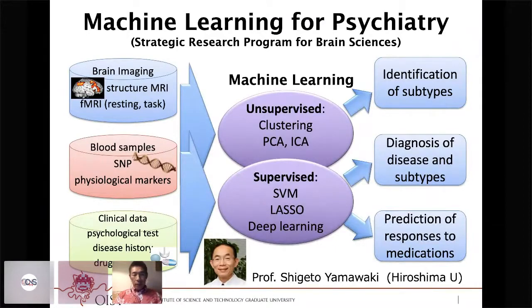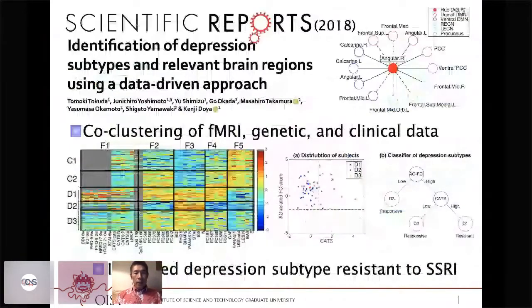So there have been many studies going on in this program. One recent report from our lab applies an unsupervised learning paradigm called multi-view co-clustering to different data, including functional MRI and the genetic and clinical data. And then we found that some of the subject clusters separated the depression patients and the controls. Within the depression subjects, some of them had drug resistance, even after several weeks or months of SSRI treatment. Symptoms were not very good.